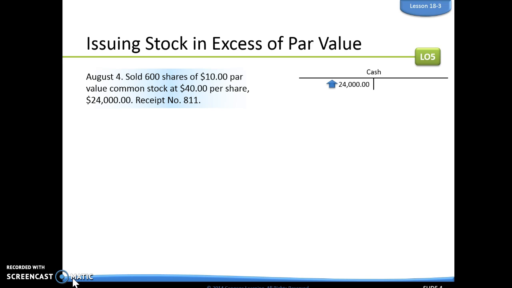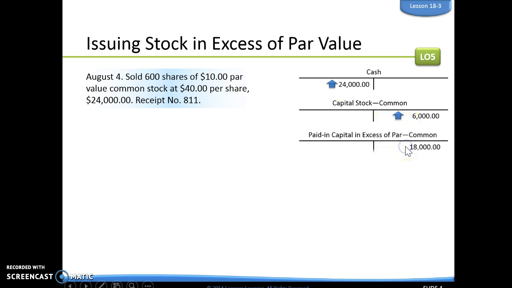So we're receiving $24,000 in cash. So we're going to debit cash for $24,000. Our capital stock, though, we're going to credit for $6,000. So the reason that we do $6,000 is because we have 600 shares that we're doing at $10 par value. So 600 times 10 would be 6,000. That's how much the shares are worth.